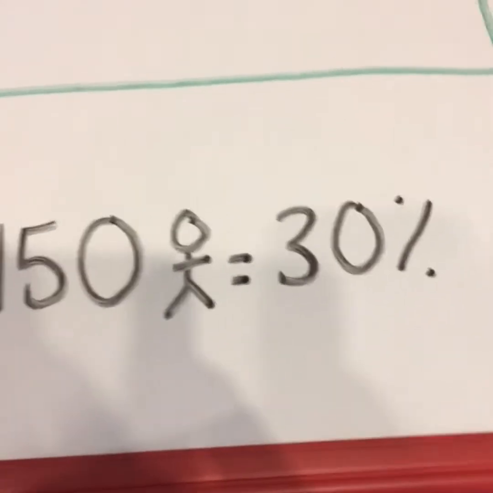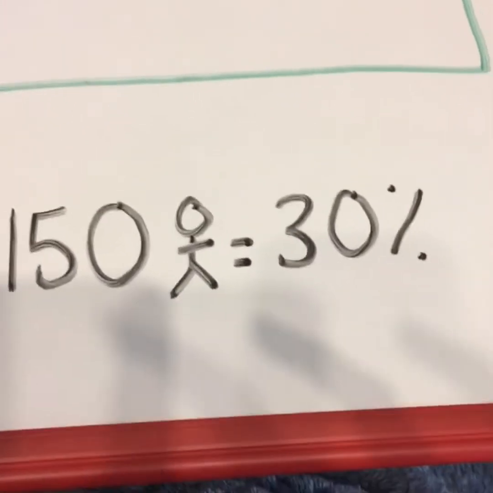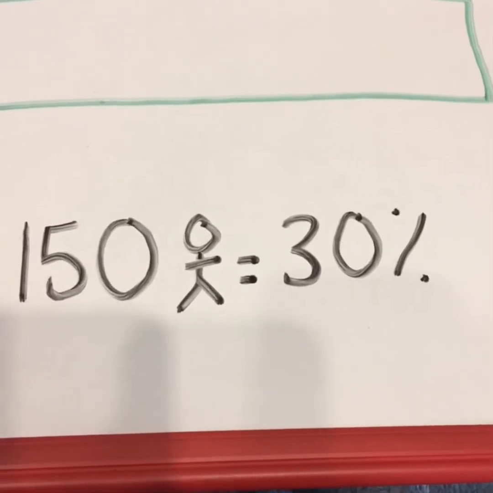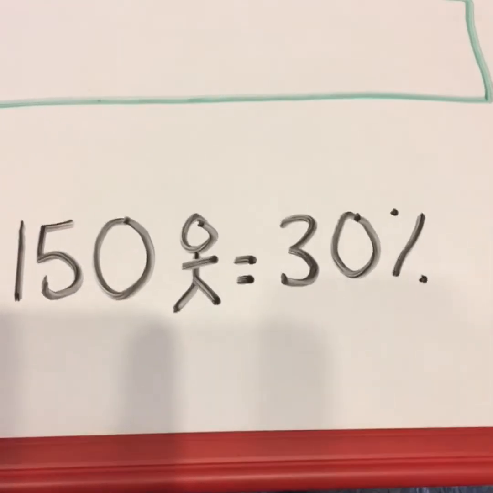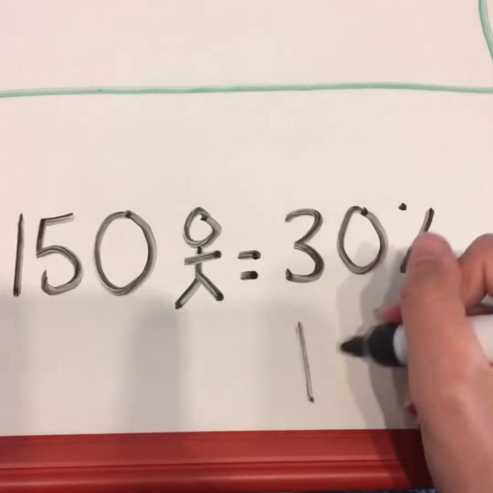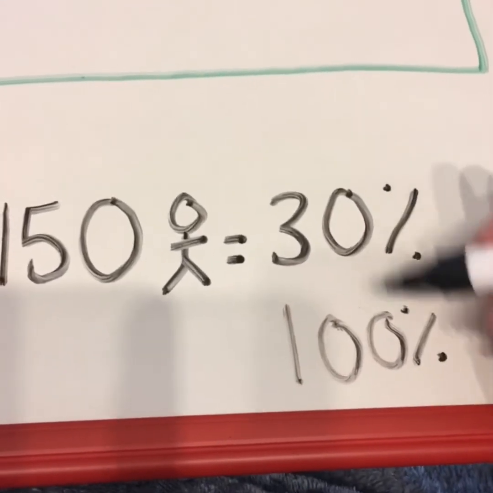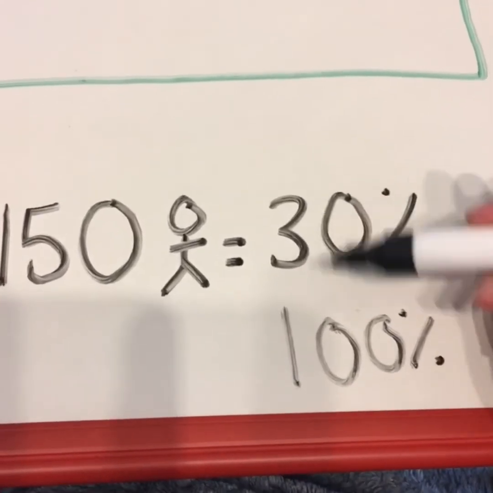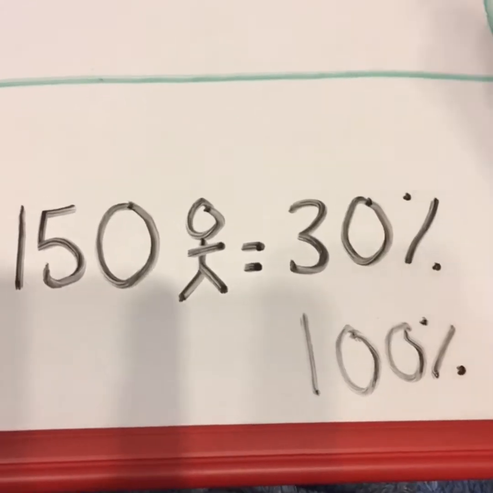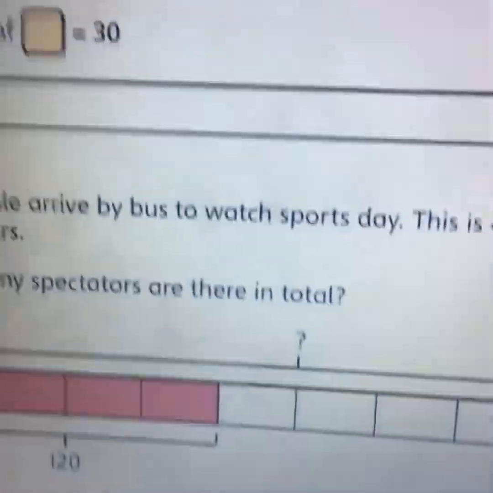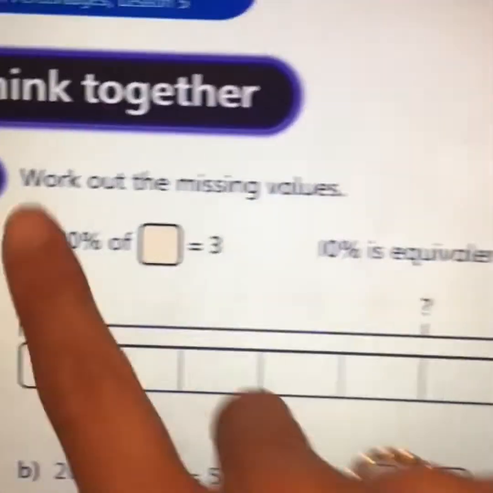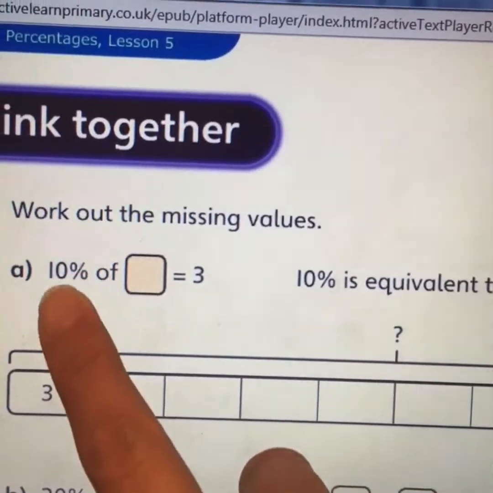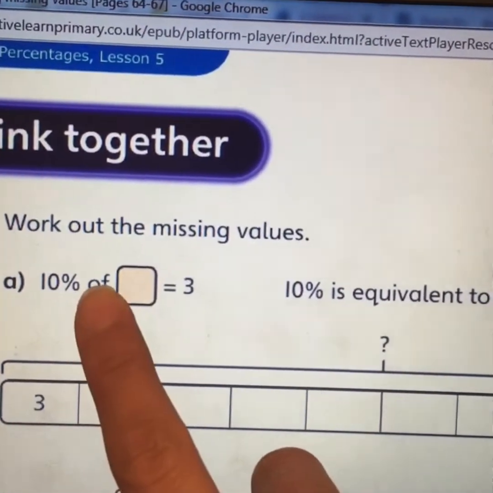So this time I'm telling you that 150 people were 30% of the whole crowd. 150 people were 30%, and I want to work out 100%. So I can't just multiply 30 and get to 100. That isn't going to work, because you can't times 30 by anything to get to 100. Whereas when we were doing the ones like this one, 10%, to find the whole, we were timesing by 10 to get to 100. So we were timesing 3 by 10, which was 30.